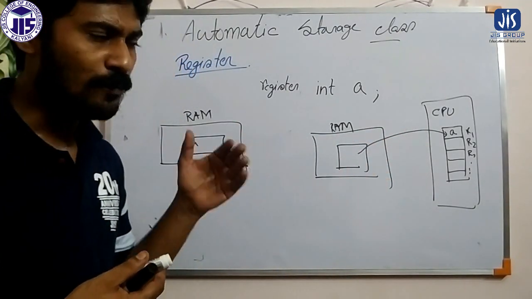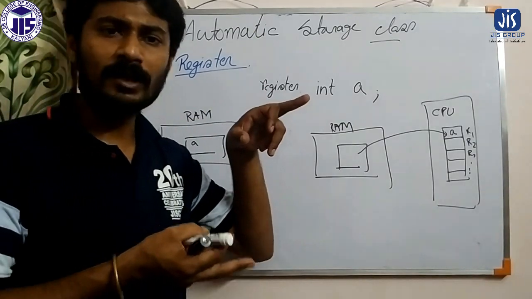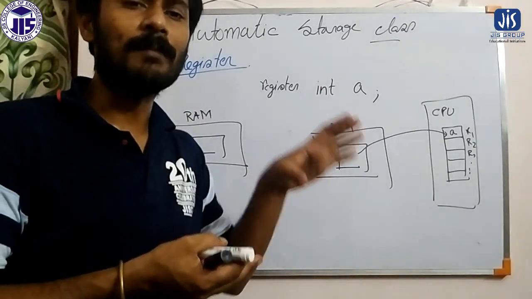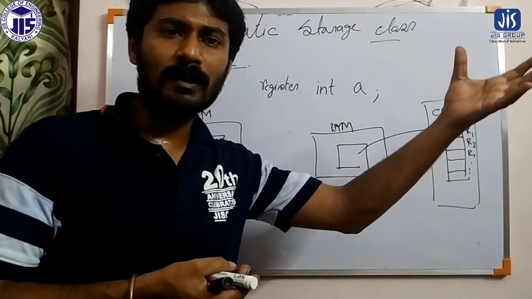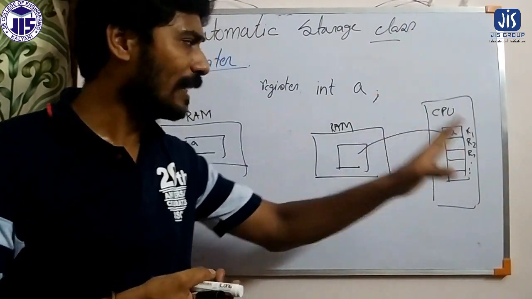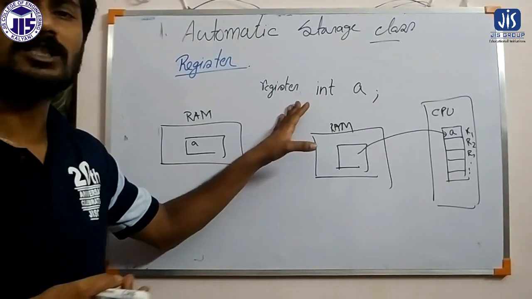Similar to automatic. If I declare a variable within main, that variable will be available within main only. If you declare a variable within function 1, that variable can be accessed only within function 1. So that is also applicable for register variables.